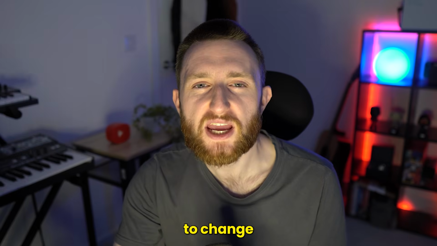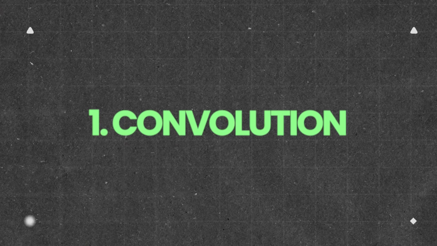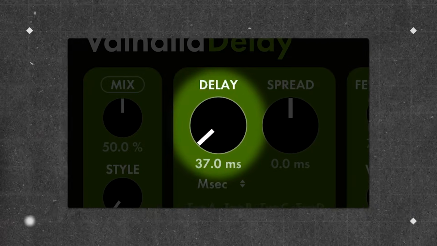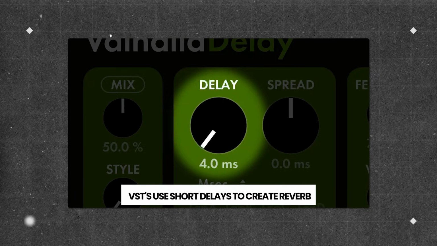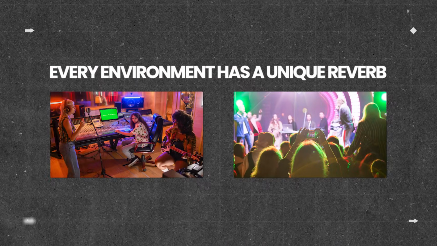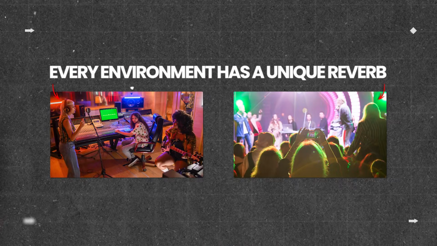First, we're going to change how you use and think about reverb. In real life, reverb comes from sound bouncing off different surfaces, whereas most reverb plugins use super short delays to emulate that sense of space. However, that leads to a problem. The algorithm can't replicate the subtle differences each real-life environment has.